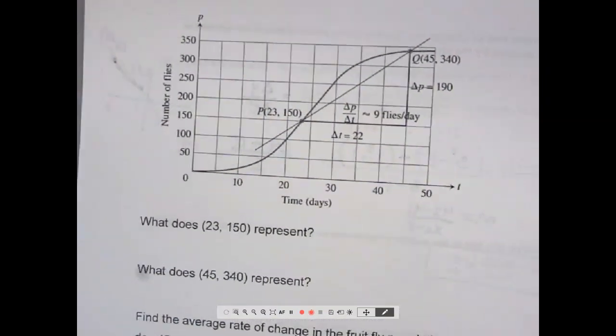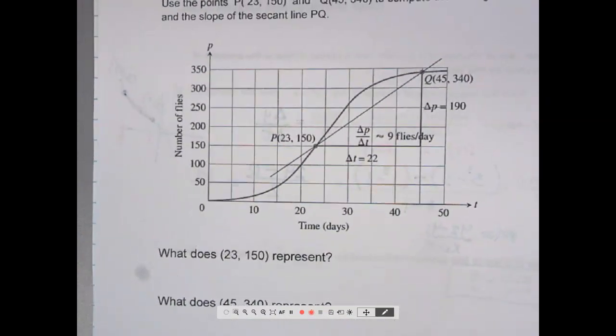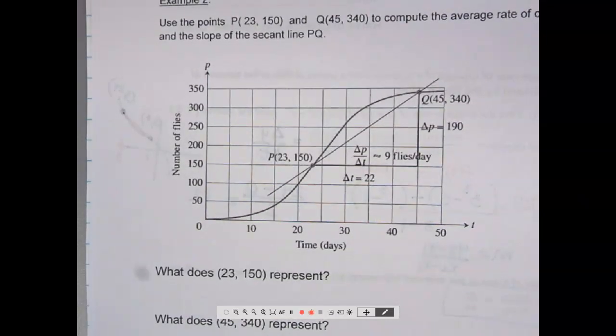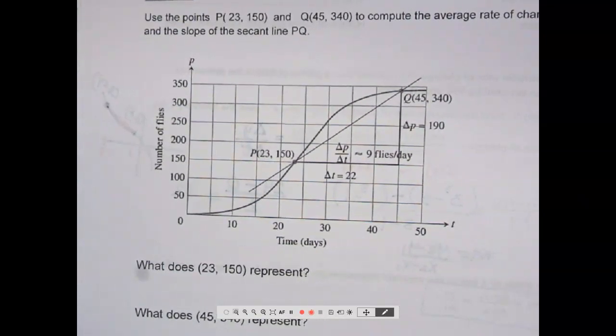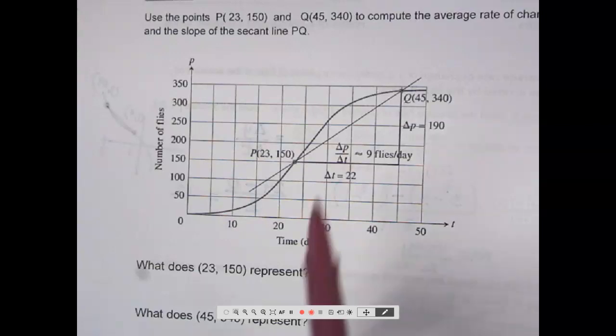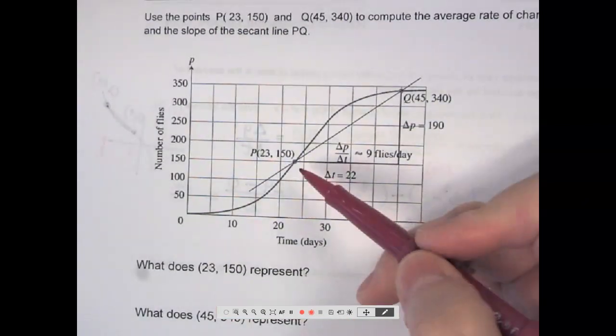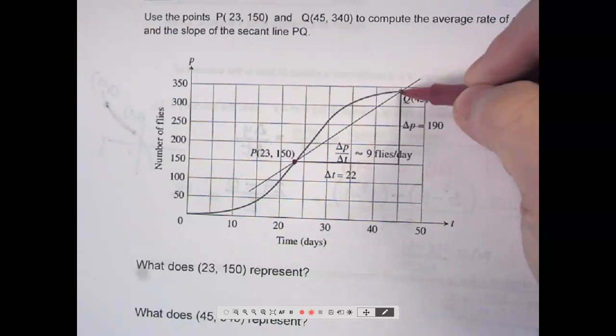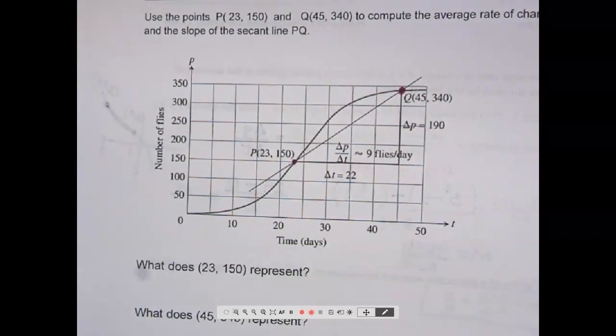All right, we have a graph. What does this graph represent? Read the axes. What am I looking at? Number of flies and days. Kind of gross, huh? Flies kind of gross me out. So we're going to use the point (23, 150), which is right here, and the point Q, which is at (45, 340), up here, and we're going to compute the average rate of change and the slope of the secant line PQ.